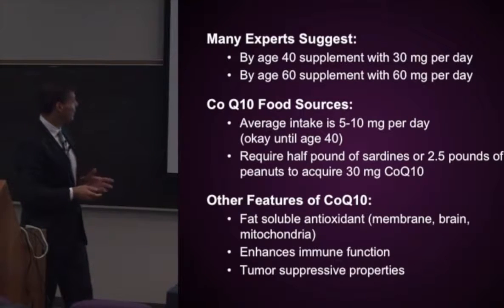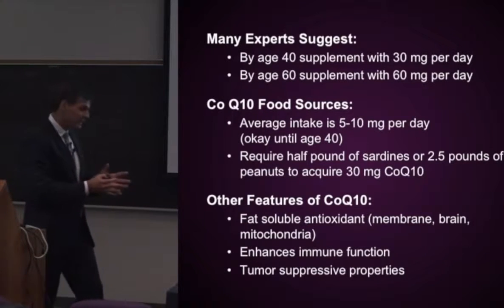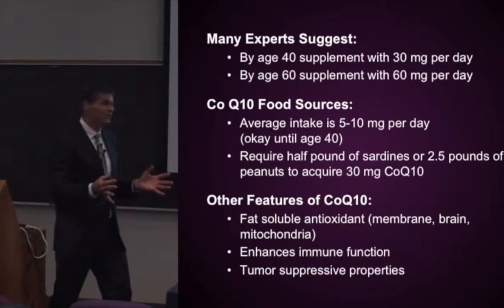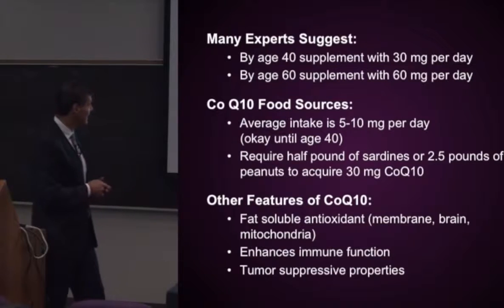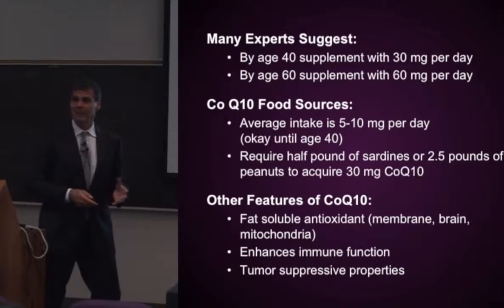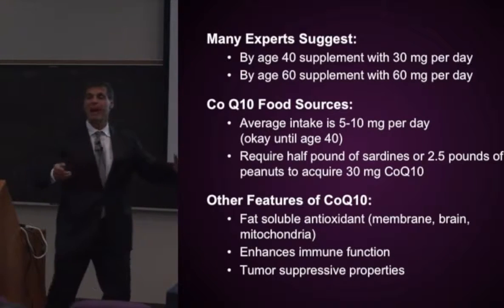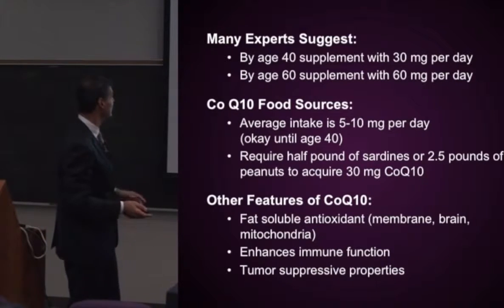You can get CoQ10 from food. The average intake is about 5 to 10 milligrams a day. That's okay to age 40. But then to get the missing amount of CoQ10 after the age of 40, to get the 30 milligrams, you need to eat half a pound of sardines or 2.5 pounds of peanuts every day. That could give you a stomach ache. So it's not practical to get it from food after the age of 40.